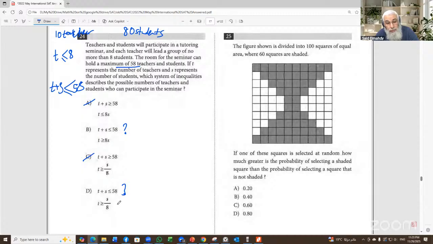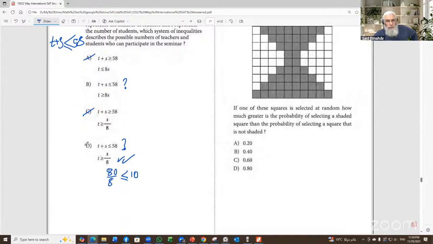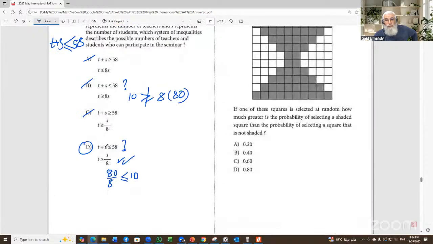Now, teachers equal students divided by 8. Number of students divided by 8, and each teacher will lead a group of no more than, this means less than or equal to. So students divided by 8 is less than or equal to number of teachers. Like 80 divided by 8 less than or equal to 10. Yes, so this is the answer. This is not correct. This is incorrect because 10 teachers greater than or equal to 8 multiplied by 80 students. This is incorrect. So the answer is D.